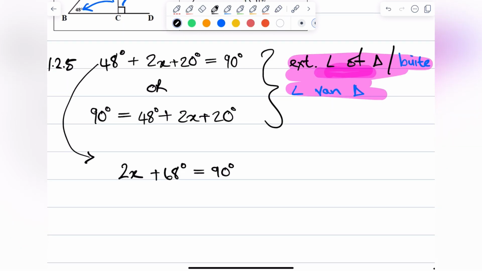So solving for x, we subtract 68 from both sides. We get 2x is equal to, what is 90 minus 68? 22 degrees, which means I will divide both sides by 2 and I get x is equal to 11 degrees.